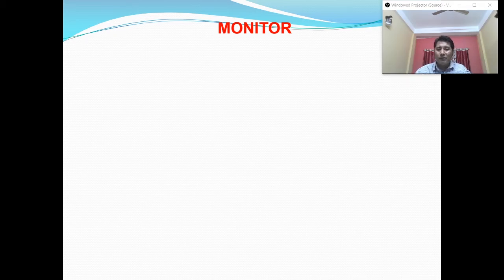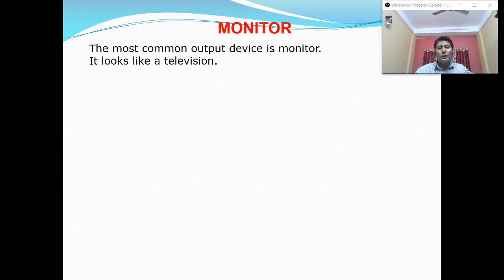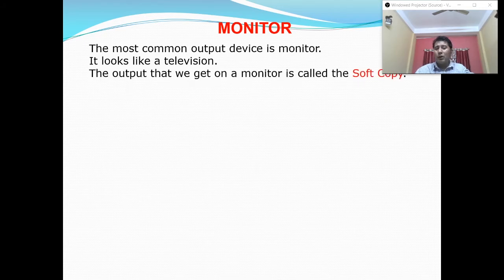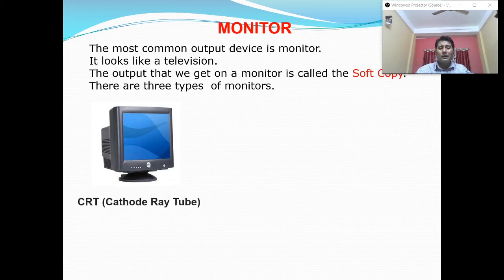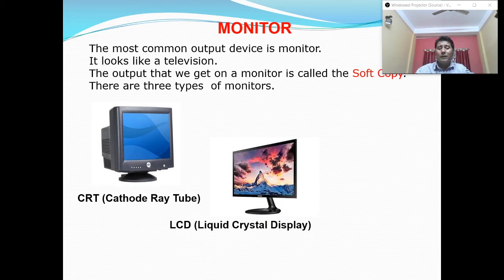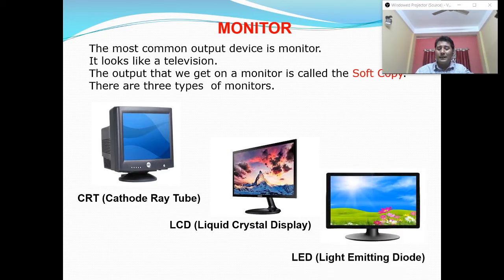The most common output device is the monitor, and as you all know, the monitor looks like a television screen. The output that we get on the monitor is called a soft copy. There are three types of monitors depending upon the size and the cost factors. First is the CRT or cathode ray tube monitor. We don't use this type of monitor nowadays. Second is the LCD or liquid crystal display, and finally the latest one is the LED or light emitting diode.